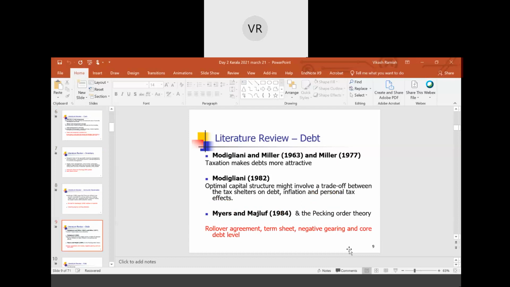Now I want to talk about the debt, because debt is something that we all teach in corporate finance. Everybody here knows about Modigliani and Miller, and you know about Myers and Majluf, about the pecking order theory, etc. So what did we bring into the equation? Clearly, we're talking about rollover term sheets, but there's a couple of things that people don't know. The first one is core debt level.